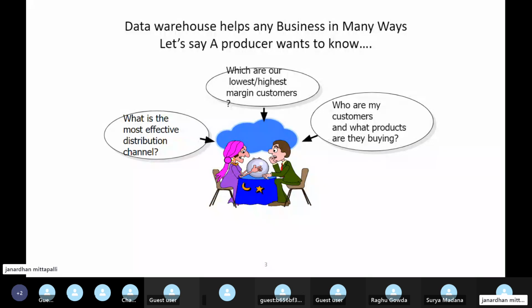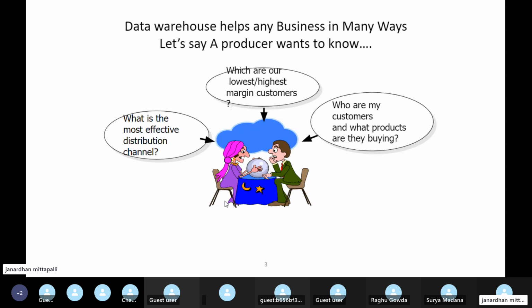And what is the most effective distribution channel? If you have a business, there are different ways to sell your products. Maybe you can sell online, or you can use dealers, distributors, retailers, direct selling. So there are different channels to sell your products, or even to provide your services. If you want to know the most effective distribution channel, you can get to know it once you use this BI concept.